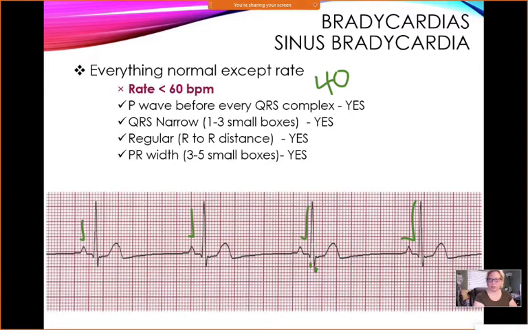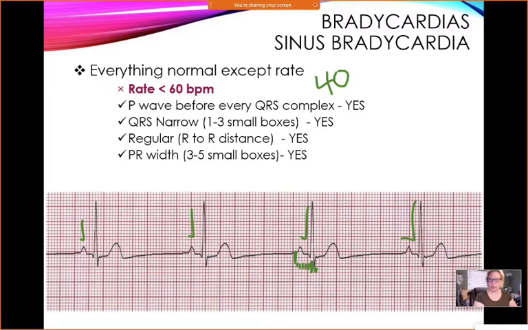Okay. And then our PR width is supposed to be 3 to 5 small boxes. So we are going to measure from the beginning of the P to the QRS, so the top of that QRS. So right here we can see we are at 1, 2, 3, 4, 5. We're getting to be a little longer than 5 small boxes. So it's getting long, but it's still normal.